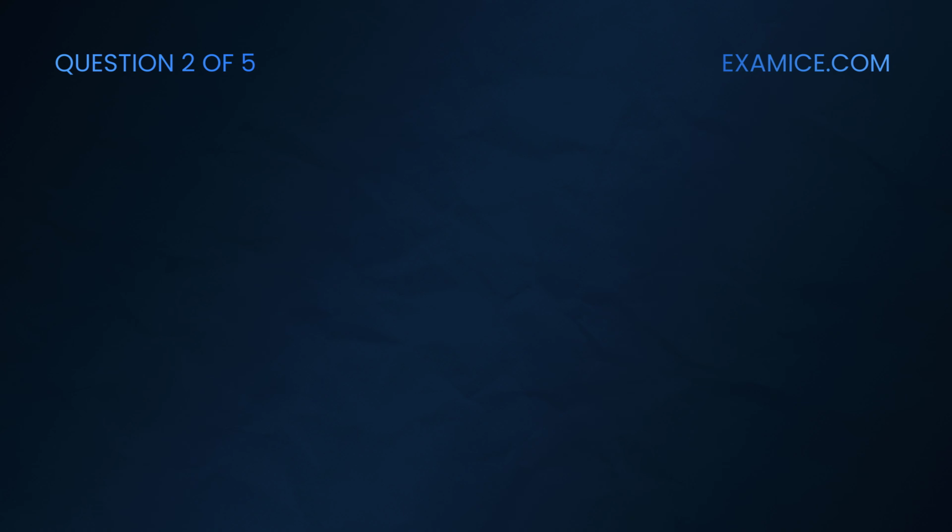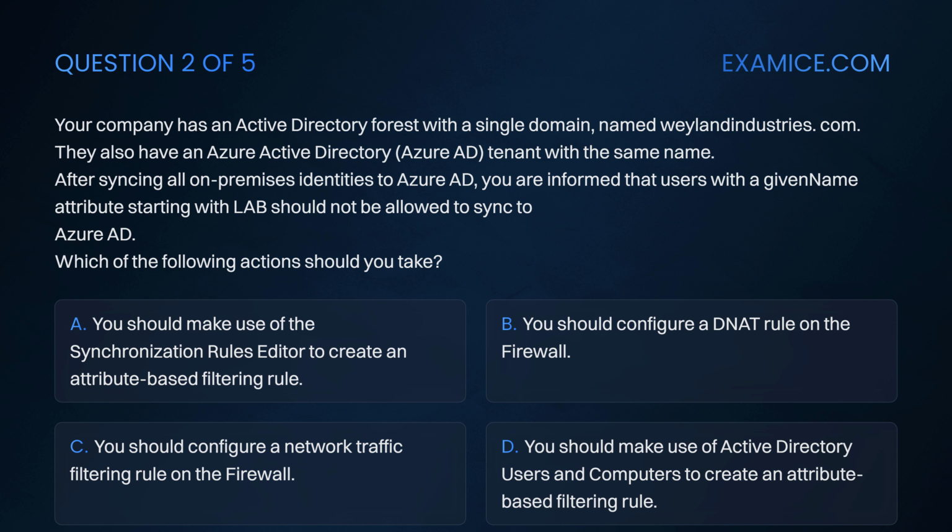Question 2. Your company has an Active Directory forest with a single domain, named waylandindustries.com. They also have an Azure Active Directory tenant with the same name. After syncing all on-premises identities to Azure AD, you are informed that users with a given name attribute starting with lab should not be allowed to sync to Azure AD. Which of the following actions should you take?